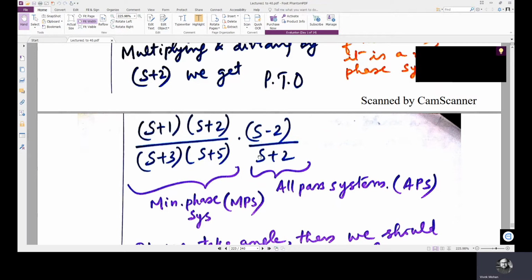Now, what about the second term, s minus 2 by s plus 2? This is an all-pass system because we have a pole on LHP and we have a zero on RHP. Both are symmetric to the j omega axis, to the imaginary axis also. So this is an all-pass system. And we are multiplying these two terms, right? So if we take the angles, how will you find the angle? These angles can be added. We'll take the angle of this term, we'll take the angle of this term, and we'll add it.